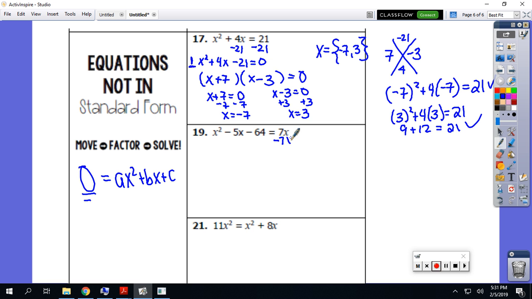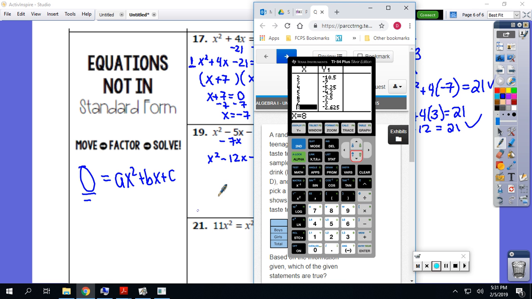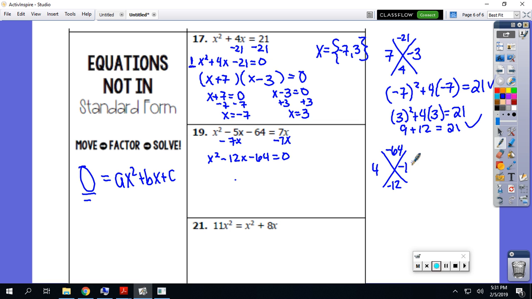Number 19, getting it equal to 0, I'm going to subtract 7x. So I get x squared minus 12x minus 64 equal to 0. Next step I'm going to do is I'm going to factor this. So I'm looking for factors of negative 64 that add to be negative 12. Going to my calculator, I'm going to go to y equals, plug in negative 64 divided by x. Second graph to bring up my values, and I'm looking for the ones that add to be negative 12. So 1 and 64, no. 2 and negative 32, no, that adds to be negative 30. 4 and negative 16, there they are. 4 and negative 16 are my factors.